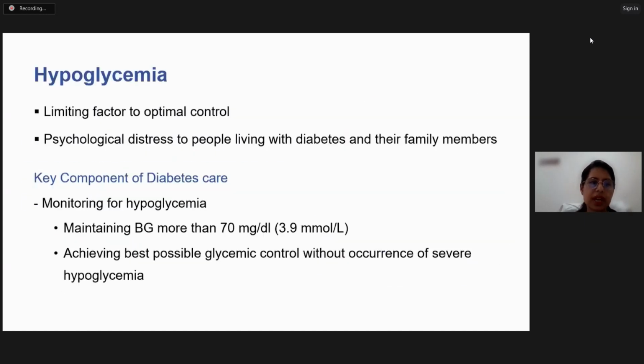So if we talk about hypoglycemia, it is one of the most common limiting factors to optimum control. It not only creates issues for the person living with diabetes, but also creates psychological distress for the family members. The key components required in diabetes care are monitoring of hypoglycemia, which is important to maintain blood glucose above 70 milligram per deciliter, and achieving the best possible glycemic control without occurrence of hypoglycemia.